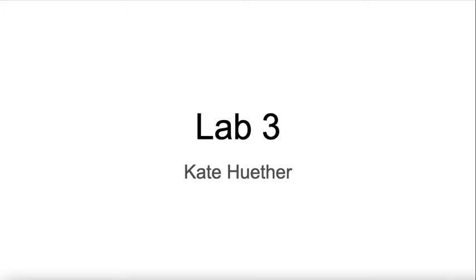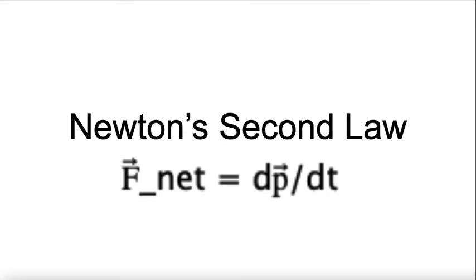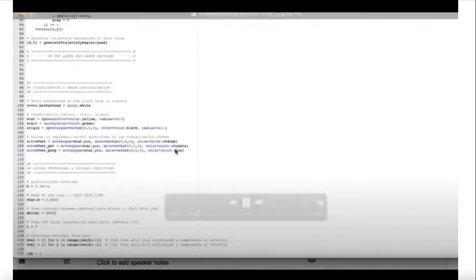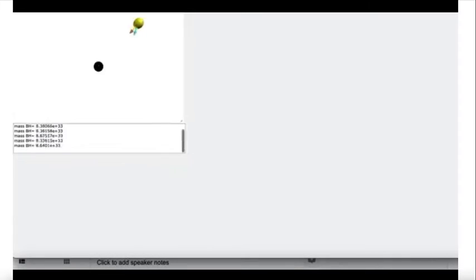For Physics 2211. The goal of this lab is to find the mass of the black hole, and we can do this using Newton's second law, which states that the net force is equal to the change in momentum over the change in time. So we run a computational model to solve for the mass of the black hole for us.